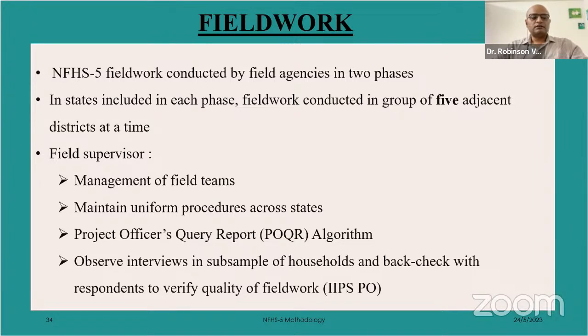Field supervisors were responsible for overall management of field teams. He conducts spot checks to verify the accuracy of key information. He also maintains uniform procedures across states. Whenever data is synchronized in the field supervisor's computer, project officers run a query tool named Project Officers Query Report Algorithm, which helps to identify any potential gaps or inconsistencies in the information. If found, the IIPS project officer will observe interviews in a subsample of households and back-check with the respondents to verify the quality of fieldwork. Immediate corrective measures were taken in case there were any deviations from survey protocols.